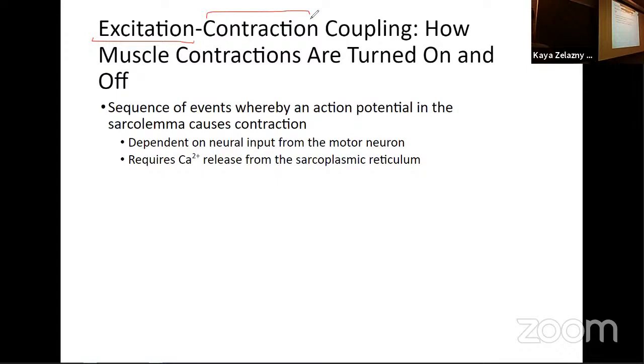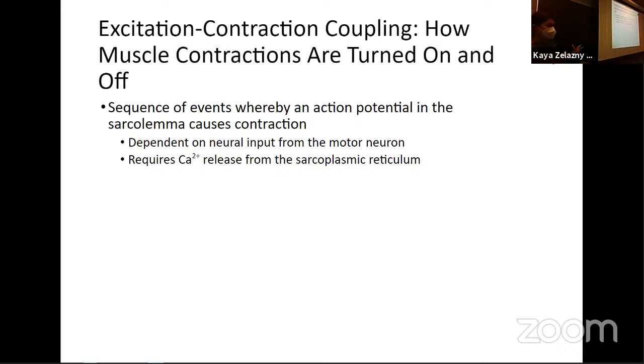Okay, so all we're talking about when we say that there's excitation-contraction coupling is that a nerve comes and tells this muscle to contract. So we're going to have a sequence of events where the action potential comes down one of those somatic neurons that we talked about way back when we were talking about the arrangement of the nervous system.